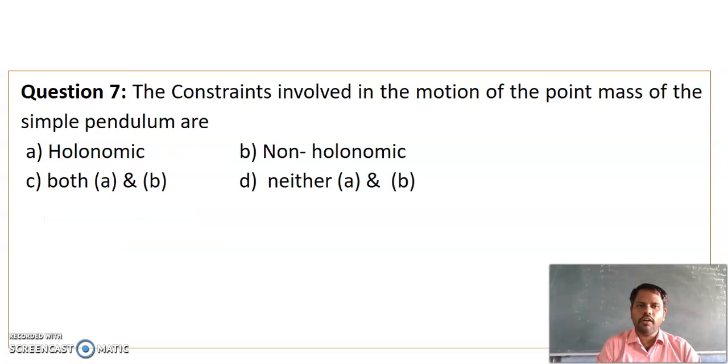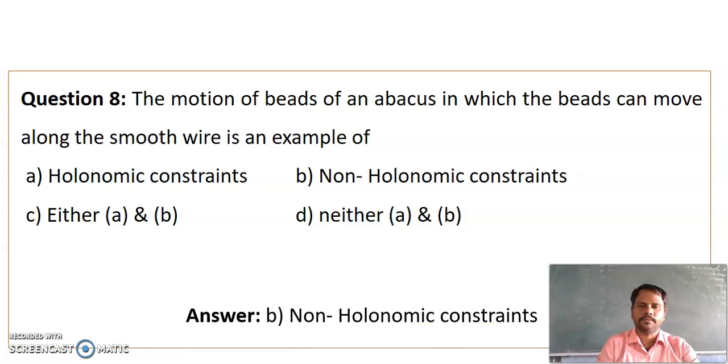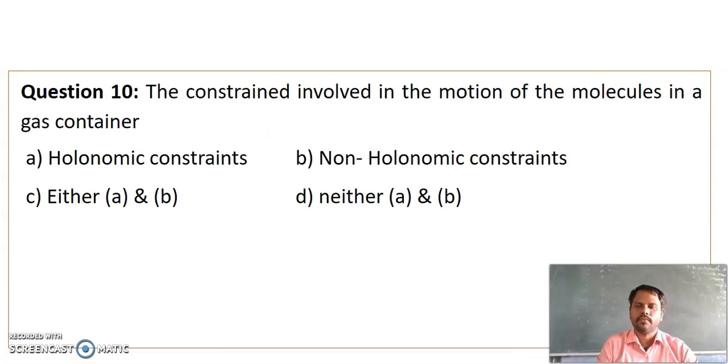The constraint involved in the motion of a point mass of a simple pendulum is an example for holonomic constraint. The motion of a bead in which the bead can move along a smooth wire is an example of non-holonomic constraint. The constraint involved in the motion of a rigid body in which the distance between the two particles is always fixed is an example for holonomic constraint. The constraint involved in the motion of the molecules in a gas container is an example for non-holonomic constraint.